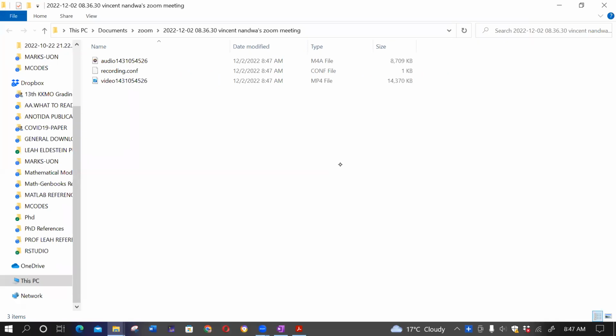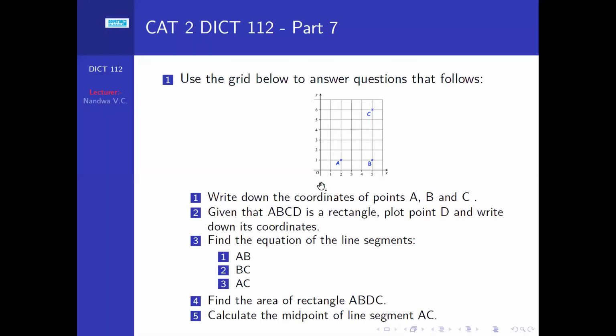You clearly see from this diagram that for point A, there are 2 units from the origin along the x-axis, and then you go up 1 unit along the y-axis. So the coordinates of A will be 2, 1. For B, we are moving 5 units along the x-axis, then go up 1 unit on the y-axis. So the coordinates of B will be 5, 1.